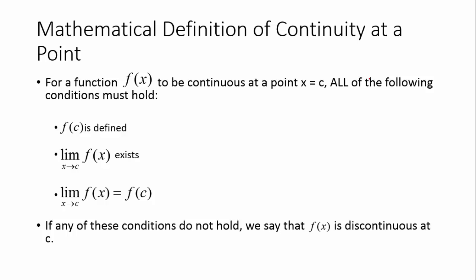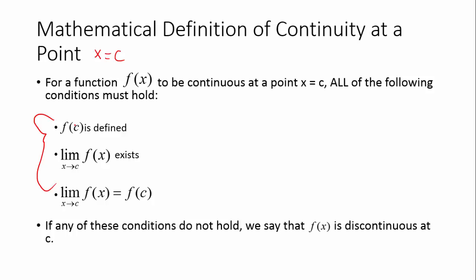So what it means to be continuous at a point, and we'll call that point x equals c. Three conditions must all hold, and here they are. Okay, the function has to be defined at c, so f of c must exist and be a value.